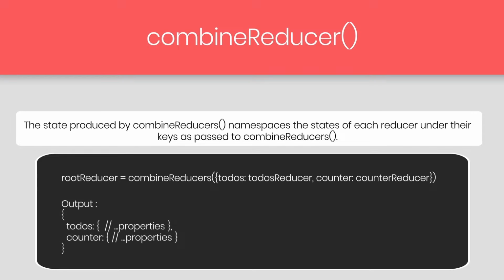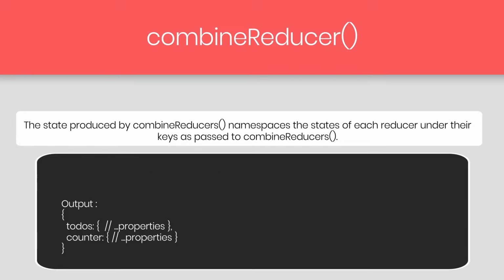And inside this object, we have different properties. You can use ES6 property shorthand notation as well to create this. For example, if you use combineReducers and pass counter and to-dos like this, then this is equivalent. Now let me create a very simple example to show you how you can use combineReducers in a Redux application.